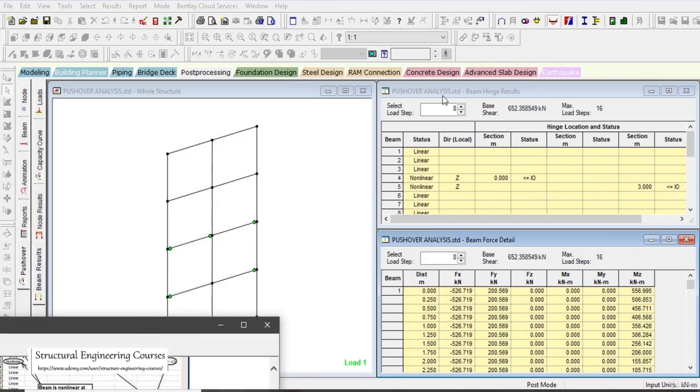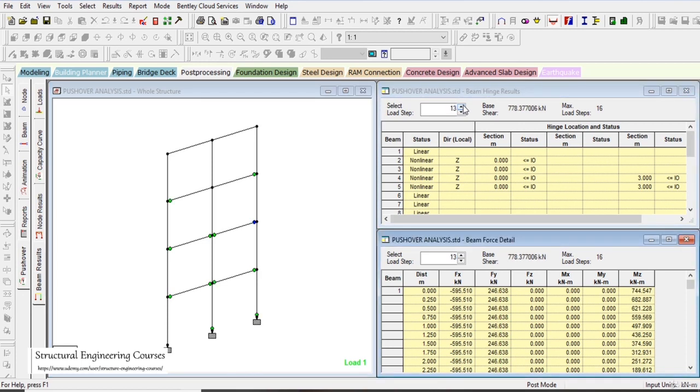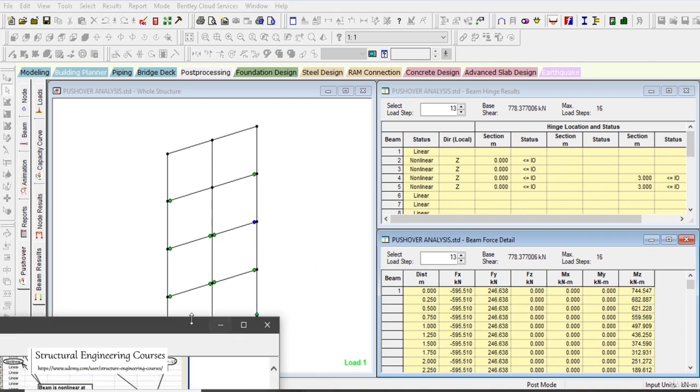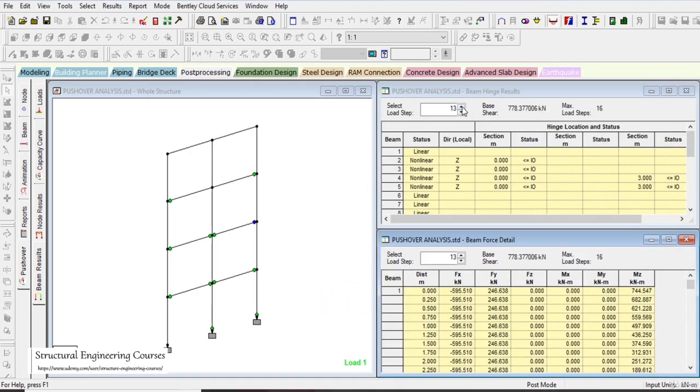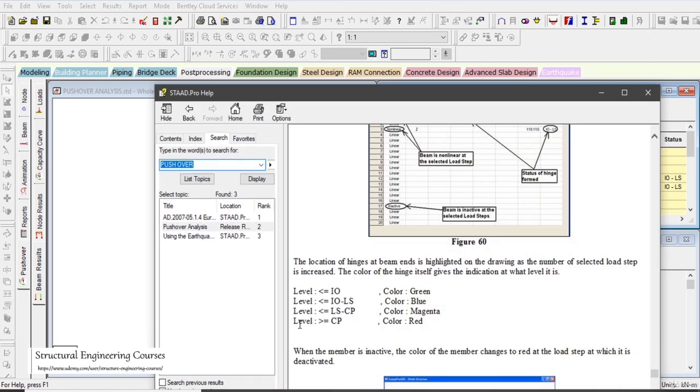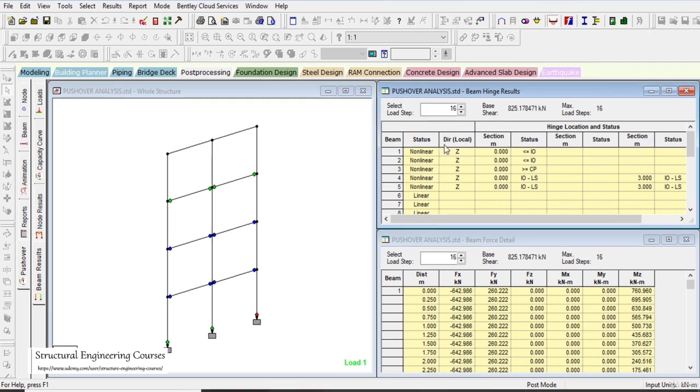After that we can increase the steps here. So here you can see that at this particular point, the base shear has increased to 778 kilonewton, and we can see the hinge between immediate occupancy and life safety. So blue denotes that the hinge is between the immediate occupancy and life safety level. Now we can see that all these 4 beams have got into that particular behavior, and at this particular point the color has become red. It means that the hinge has gone to collapse prevention when the base shear increased to 825 kilonewton.